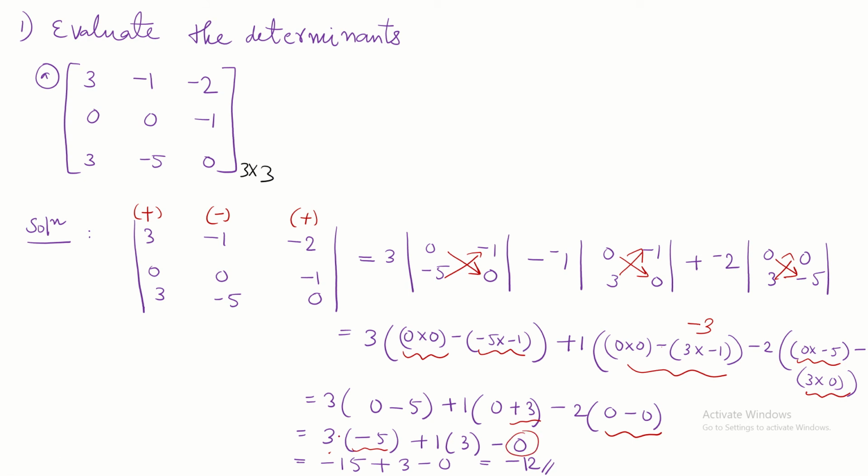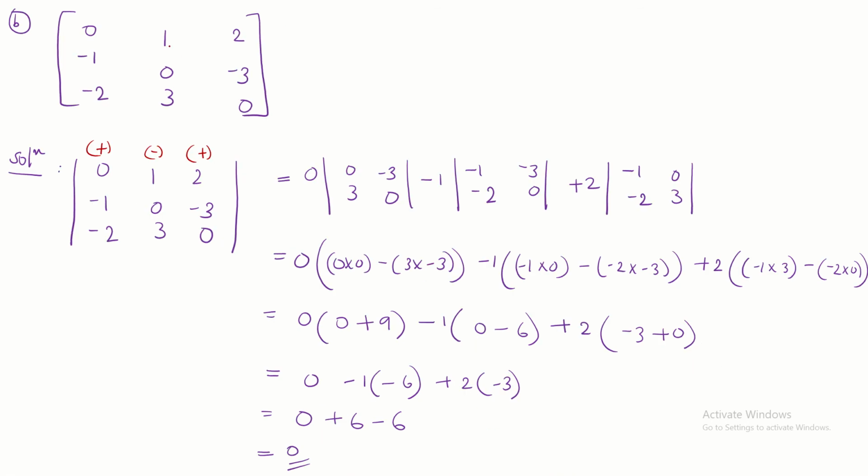And next, 3 into minus 5, that is minus 15, plus 1 into 3 is 3, minus 0. So minus 15 plus 3 minus 0, you got the value as minus 12. So minus 12 is the answer, the determinant value.